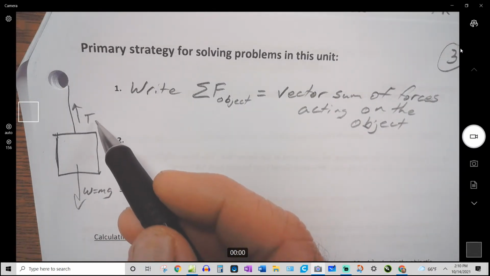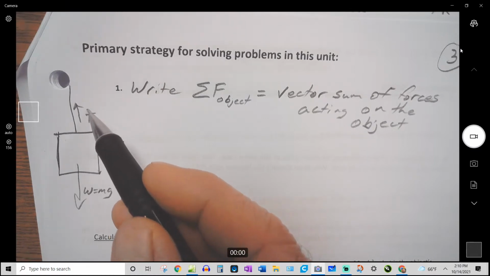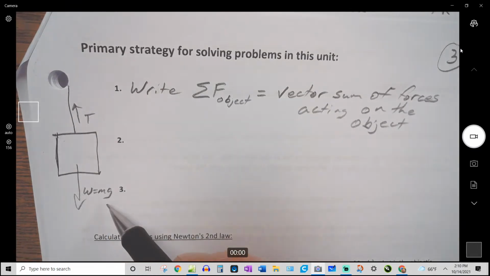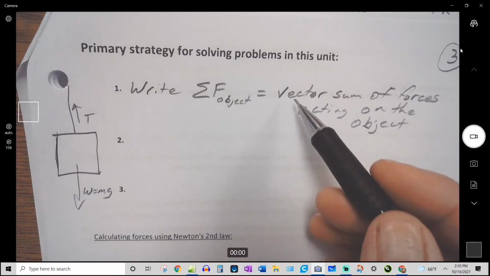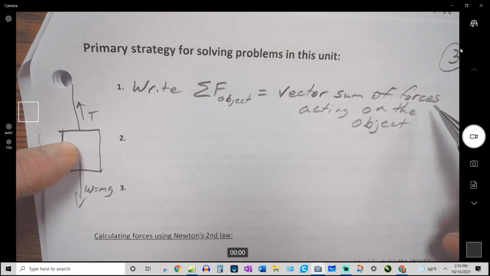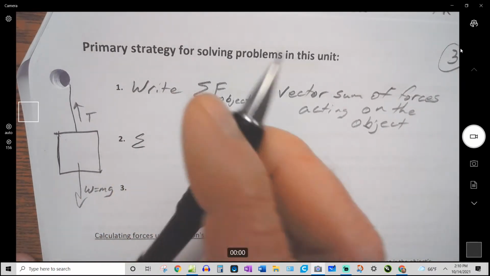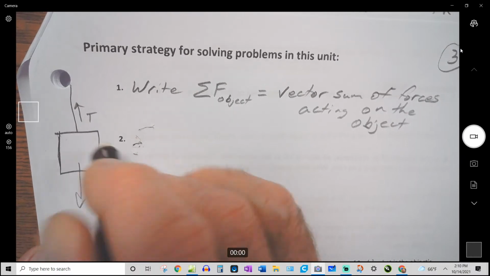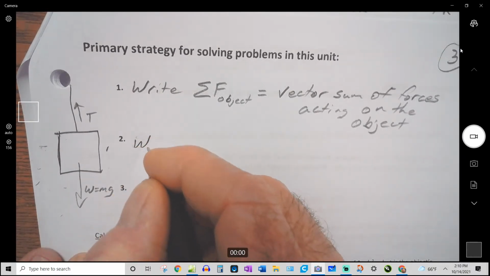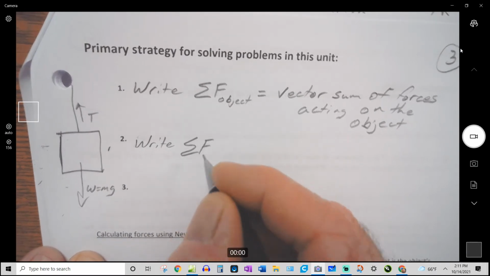So the vector sum here means I add these forces up. Would T be positive or negative in my picture? Positive, and mg would be negative. So I would just write net force on this elevator is T minus mg. That's how I would do this first step. And then I'd do the same thing. I'm going to write another equation for net force, but I'm going to use Newton's second law.